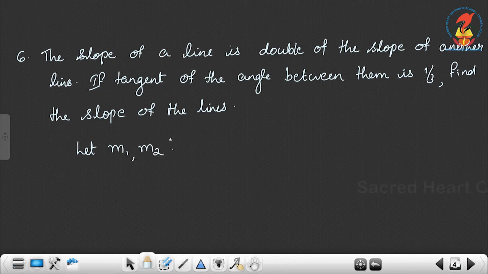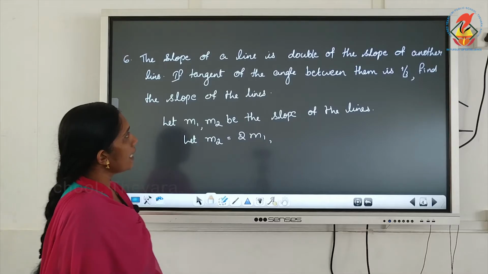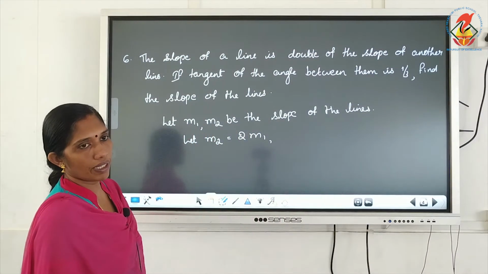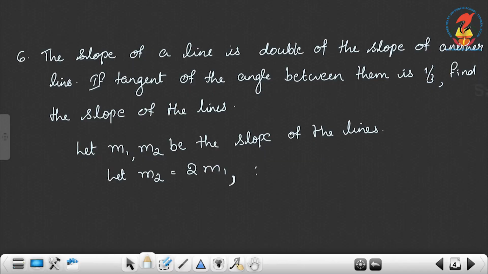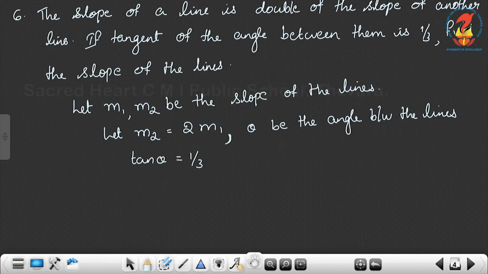Let M1 and M2 be the slopes of the lines. Then given that one slope is double the other, let M2 be equal to 2 times M1. Then the tangent of the angle between them: if theta is the angle between the lines, then tan theta is given as 1/3. Then we have to find the slope of the lines.